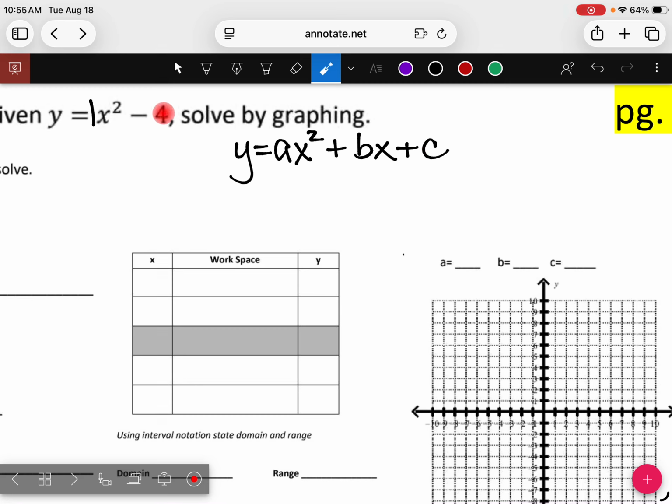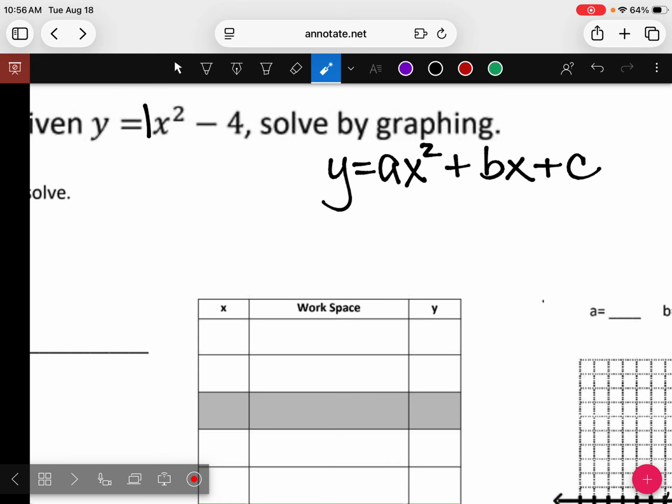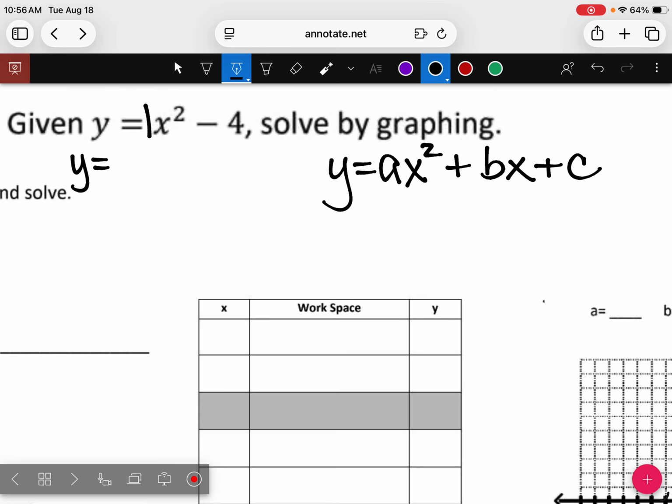So when you look here, do you see how this 4 doesn't have an x with it? It's just a 4, a negative 4. That means it's c. So in between these 2 terms is actually a 0. It's just not there because it's 0. But there is an invisible 0x in between. Would you agree that 0 multiplied by anything is 0? Yes. So the b term is there, but it's just not written because anything times 0 is 0. So they didn't put it because it's 0.